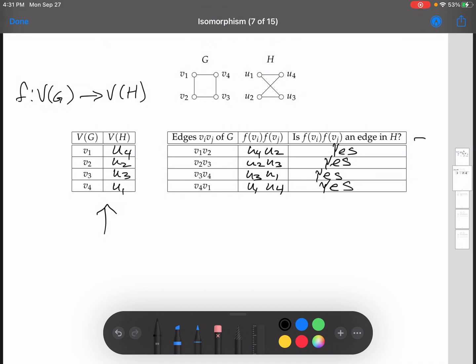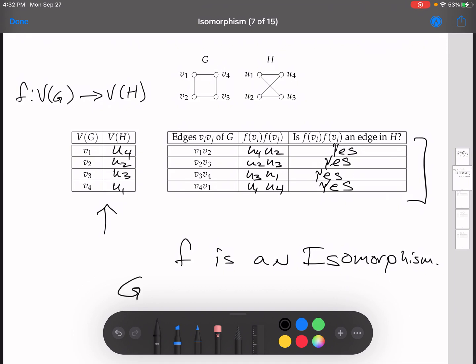All right, so we have a one-to-one and onto function represented by our table there. We already checked that. All yeses there, so that tells us that F is an isomorphism. If there exists an isomorphism between two graphs, then that tells us that G and H are isomorphic. And so they're essentially the same graph.